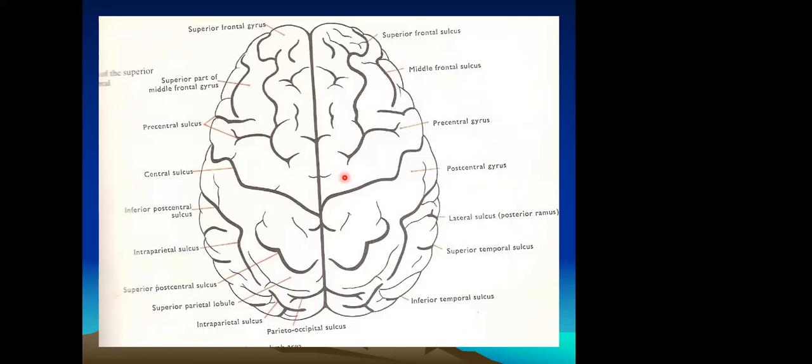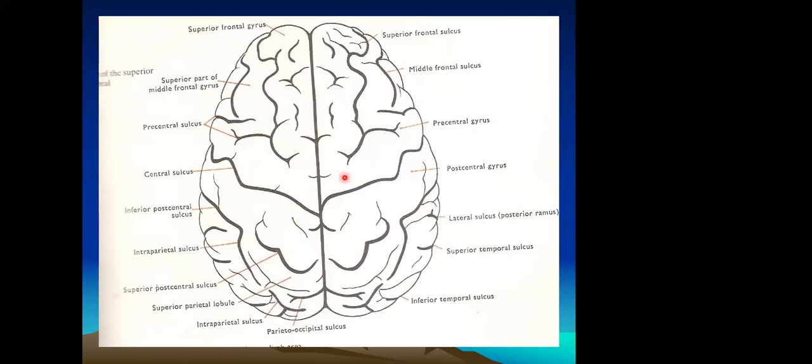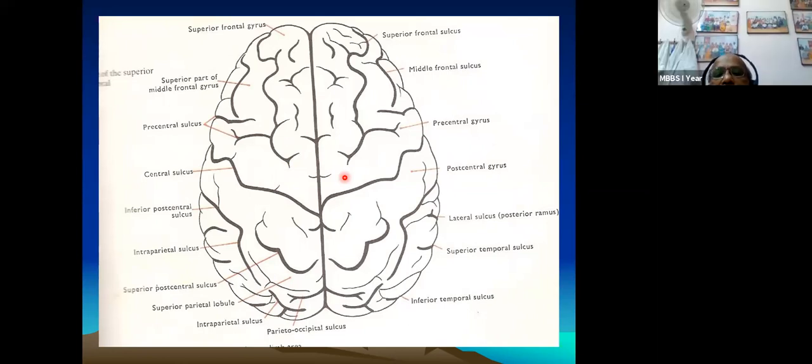Median longitudinal fissure. What is lodged in it? That's why I'm asking. Falx cerebri. Very good. This is called the median longitudinal fissure that separates the two cerebral hemispheres. Once you get your brain, try to see that. If you separate the two cerebral hemispheres through that median longitudinal fissure, at the floor of the fissure you can see one arched structure, that is the corpus callosum.